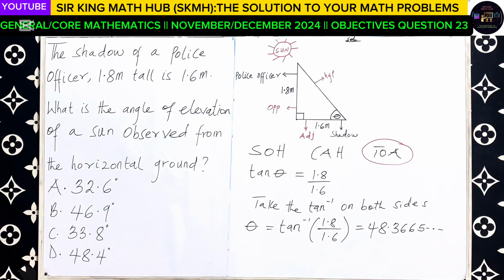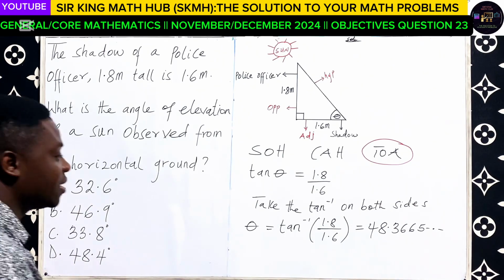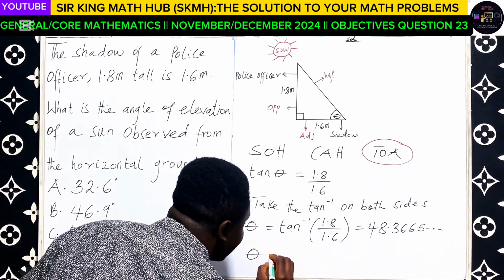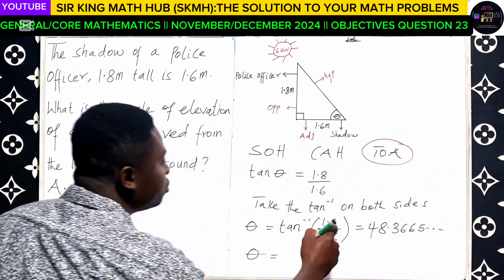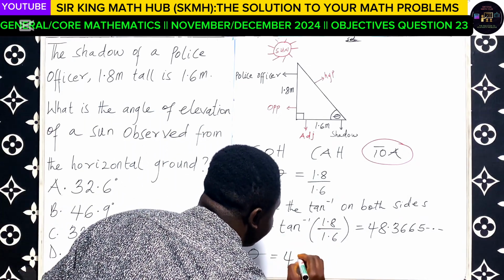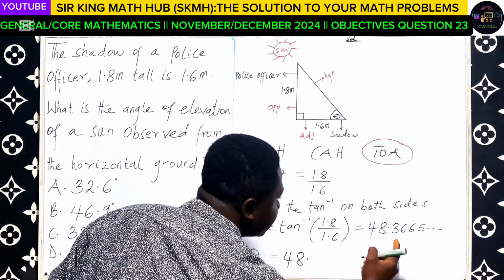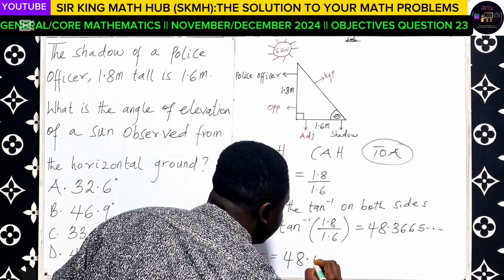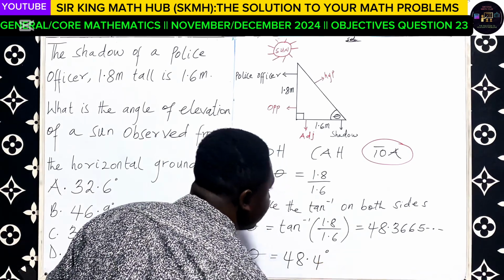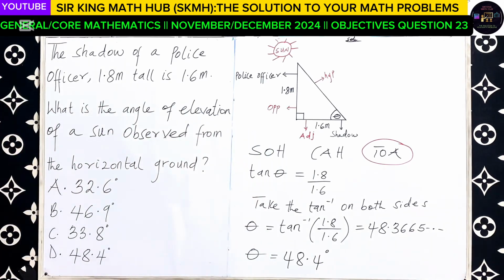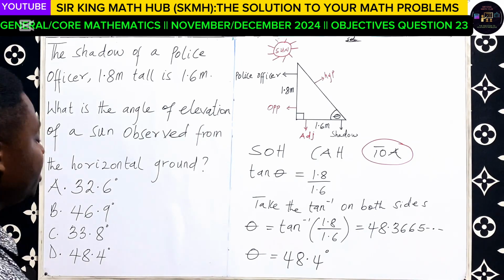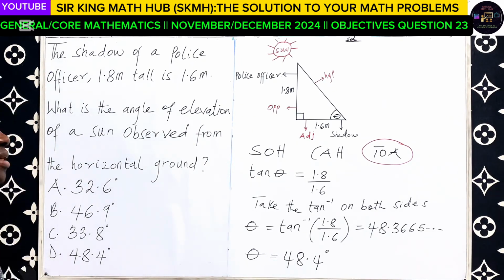From the alternatives, they corrected their answer to 1 decimal place. So what should be 1 decimal place? 48.4 degrees. So what should be the right answer? From the alternatives, the right answer is option D.